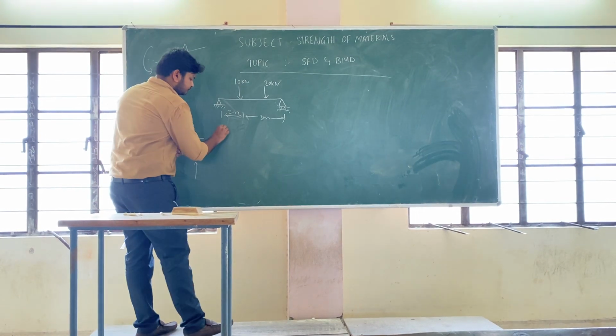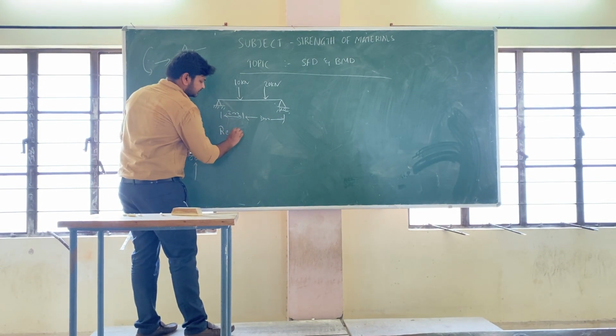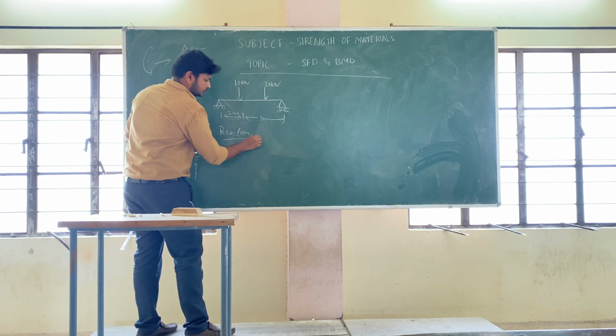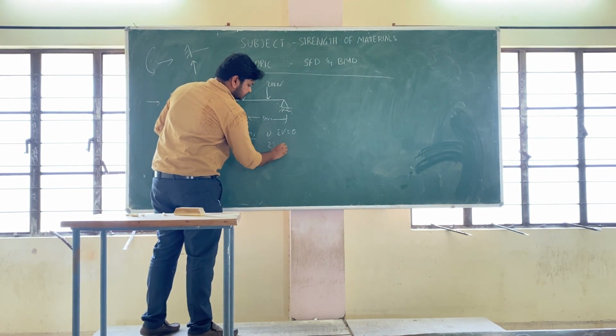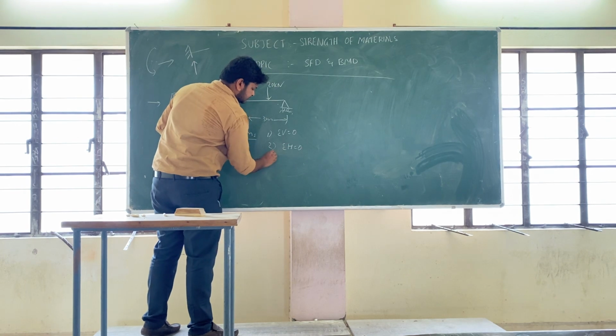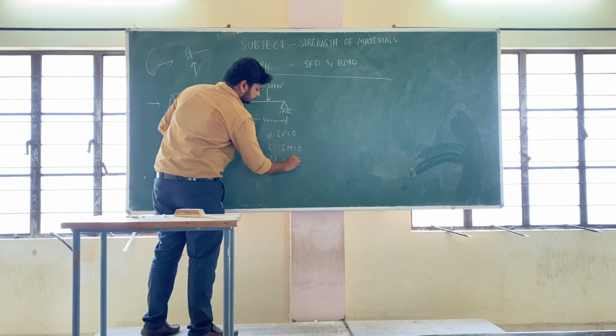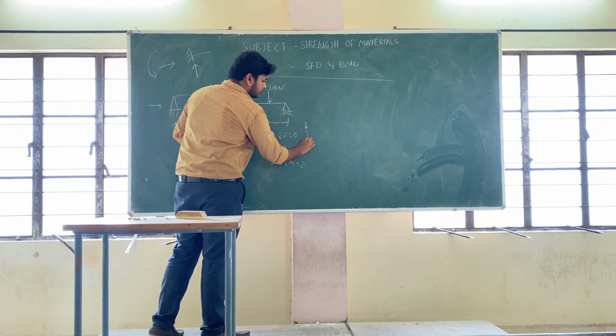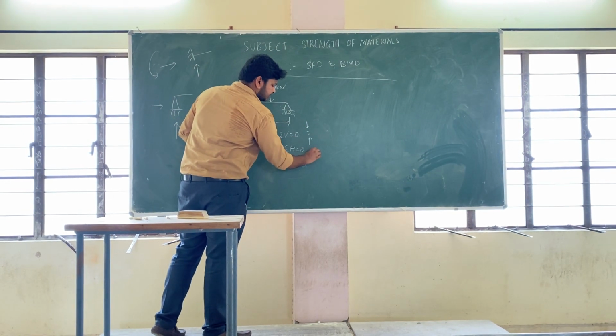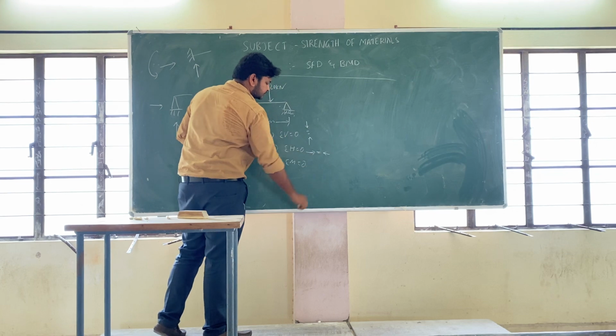In reactions, we have 3 equilibrium conditions. What are they? One is the summation of vertical forces equals 0. Another is the summation of horizontal forces equals 0. Another is the summation of moments equals 0. Vertical force means downward forces equal upward forces. Horizontal forces means right side forces equal left side forces.